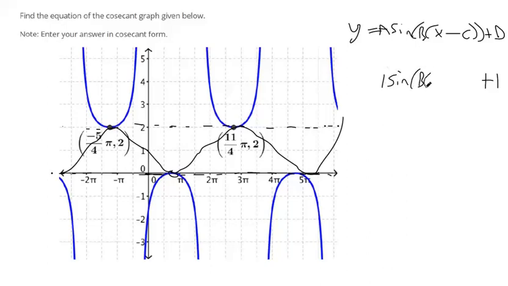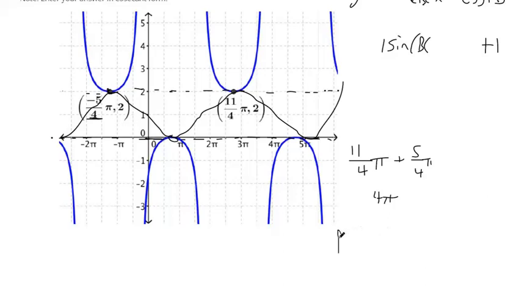Now B is determined by the period, and the period is how long it takes until we start repeating ourselves. So we start at negative 5 pi over 4, and then we repeat ourselves at 11 pi over 4. If you add those two distances together, that's 16 pi over 4, which is 4 pi. So the period is 4 pi.